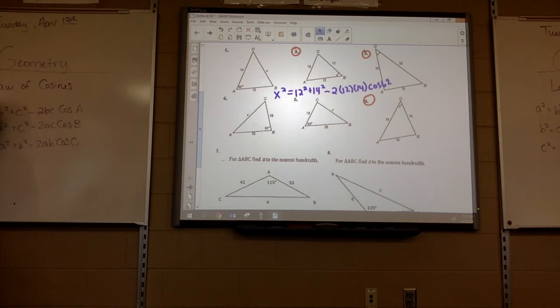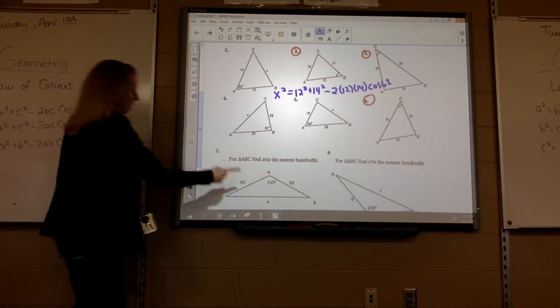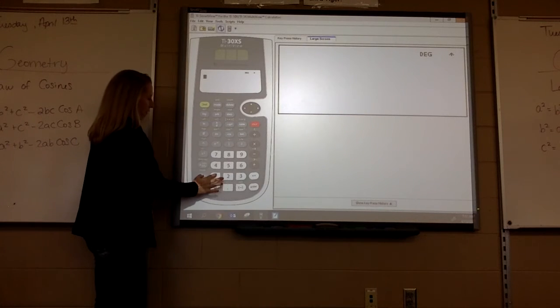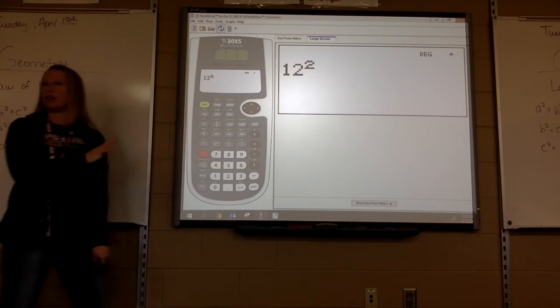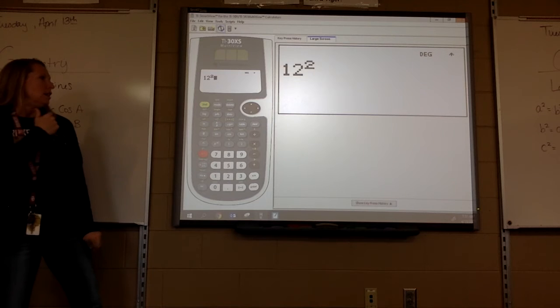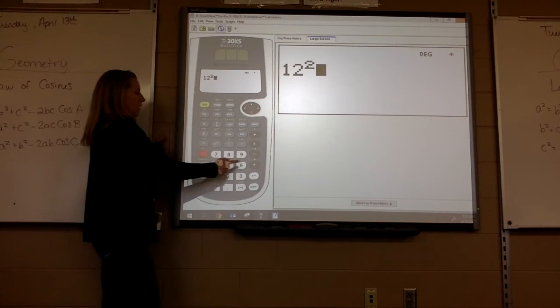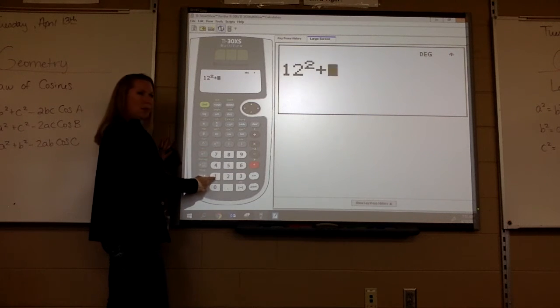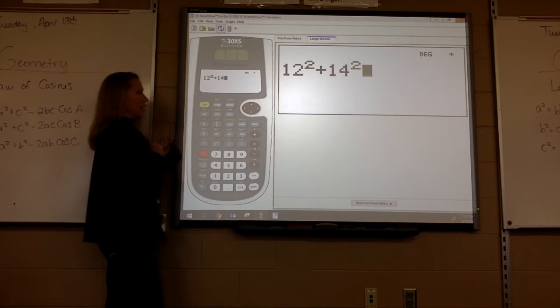So if I already know the numbers are 12 and 14, I know what to type in the calculator. So I've got 12 squared. You want to try to type it in and make sure you can get it? Sure. So 12 squared plus, what's the other number? 14? 14 squared. Yep.